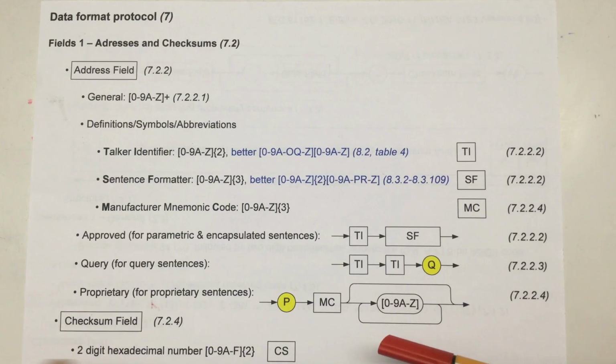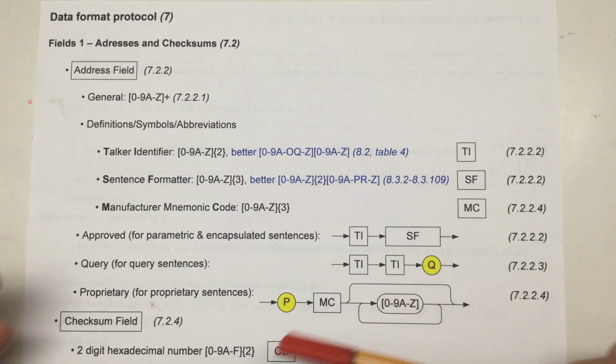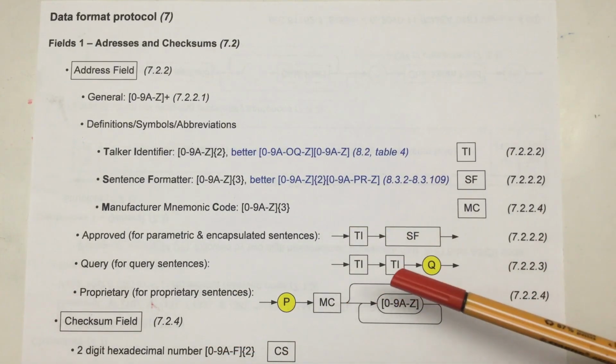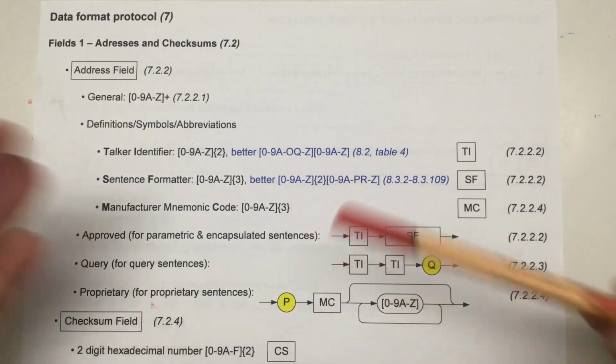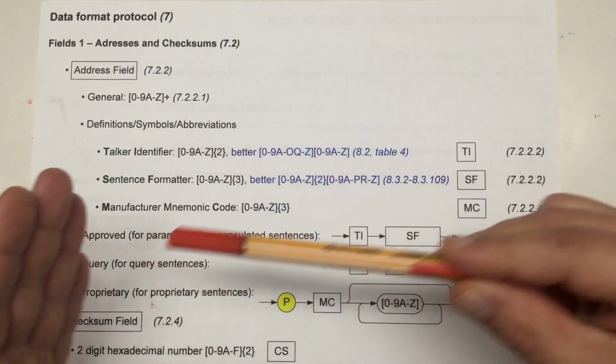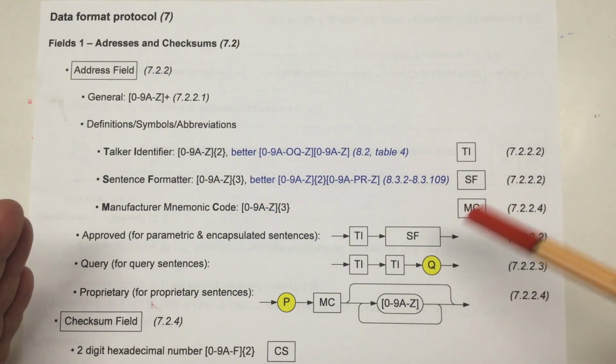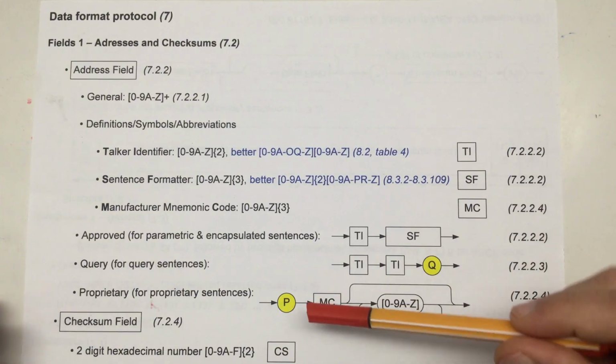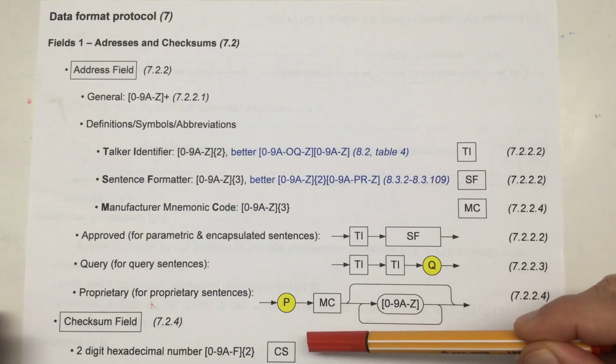And then we have the checksum field, which is simply a 2-digit hexadecimal number, 0 to 9, A to F. We already saw that it is simply the XOR of all characters between the starting character and the star before the checksum. And I will be using CS for that.